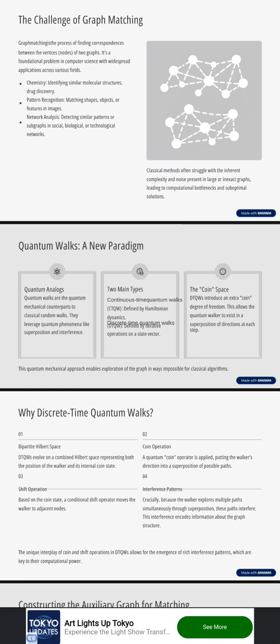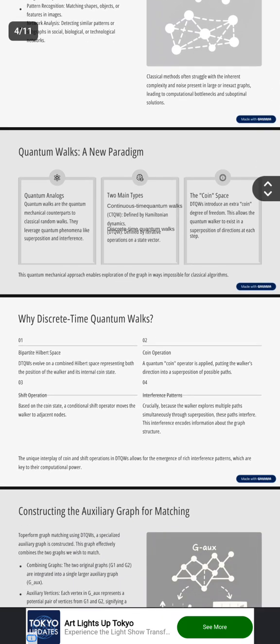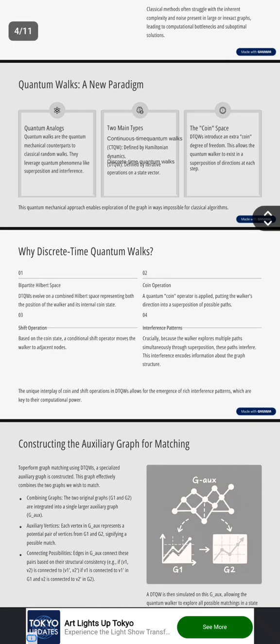Next is the coin space. DTQWs introduce an extra coin degree of freedom. This allows the quantum walker to exist in a superposition of directions at each step. Why discrete time quantum walks? There are four things: first is the bipartite hybrid space, next is coin operation, then shift operation, and last is interference patterns.